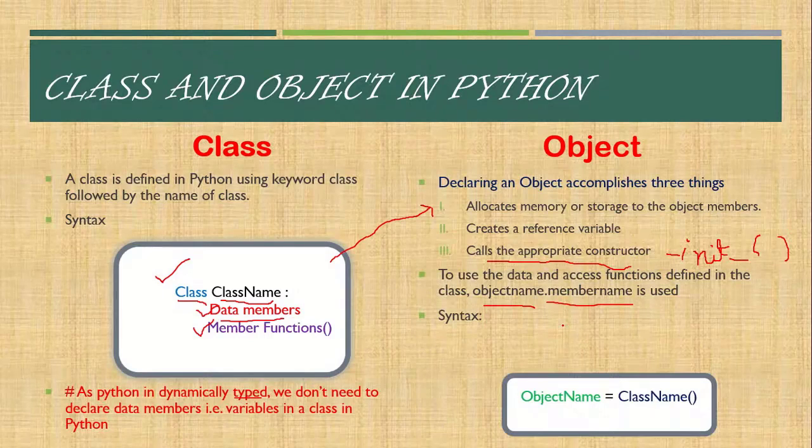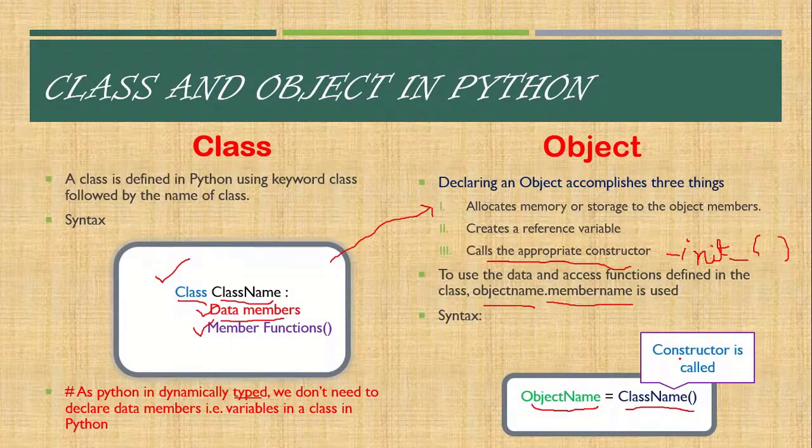So if we want to instantiate an object, first of all we write the name of the object, then equal to the name of the class, and then these brackets. What it will do is instantiate an object, and also the constructor of the class will be called at the time of instantiation of an object.